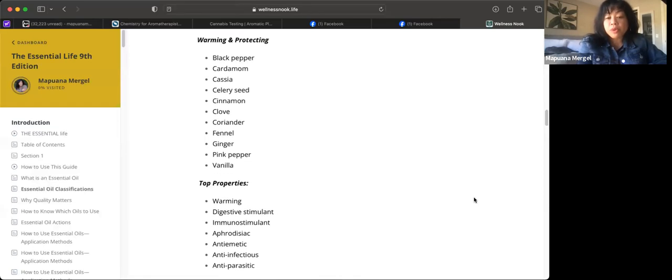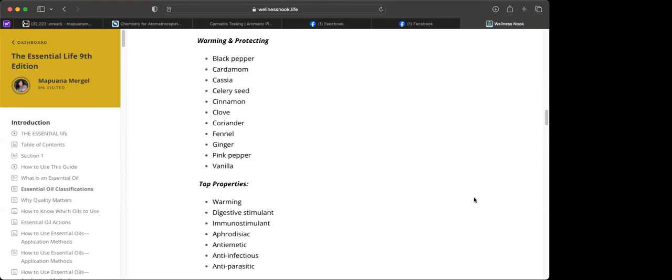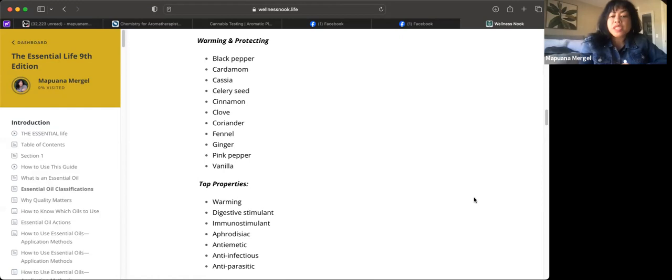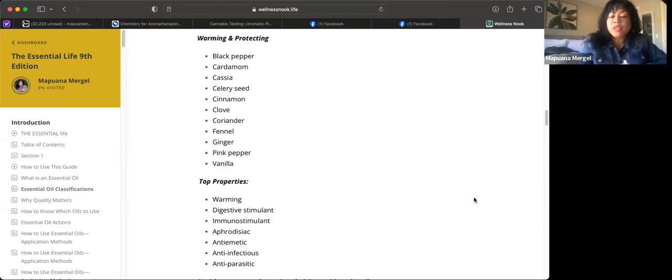Some of the top properties. Awesome. So some of the top properties of spice oils, they are warming, they are digestive stimulants, immunostimulants, aphrodisiacs for some of them, anti-infectious and anti-parasitic.